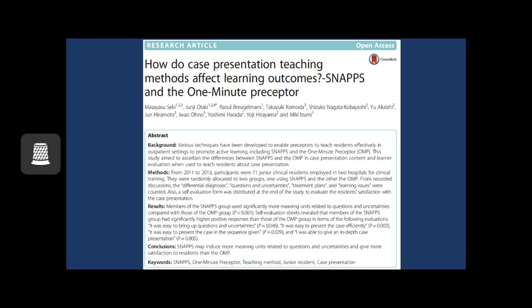Zeidman et al. in 2015 offered the opinion that OMP and SNAPS for inpatient teaching offer challenges but important opportunities to improve teaching and learning.